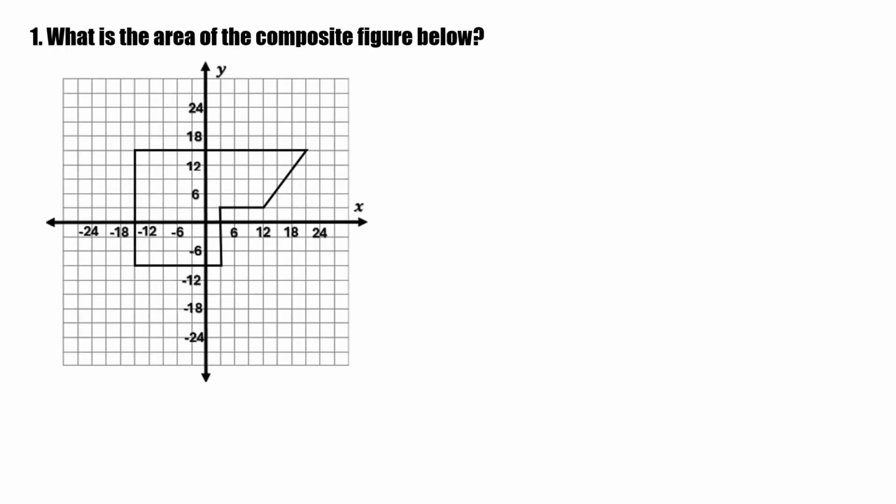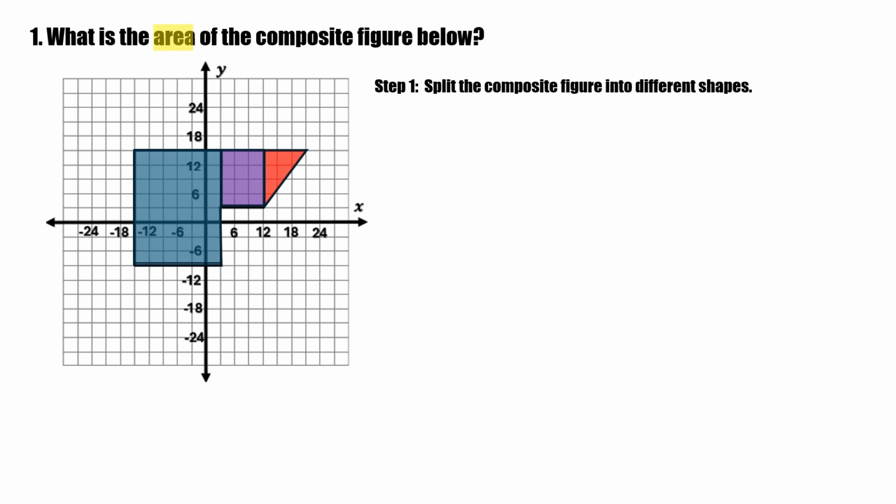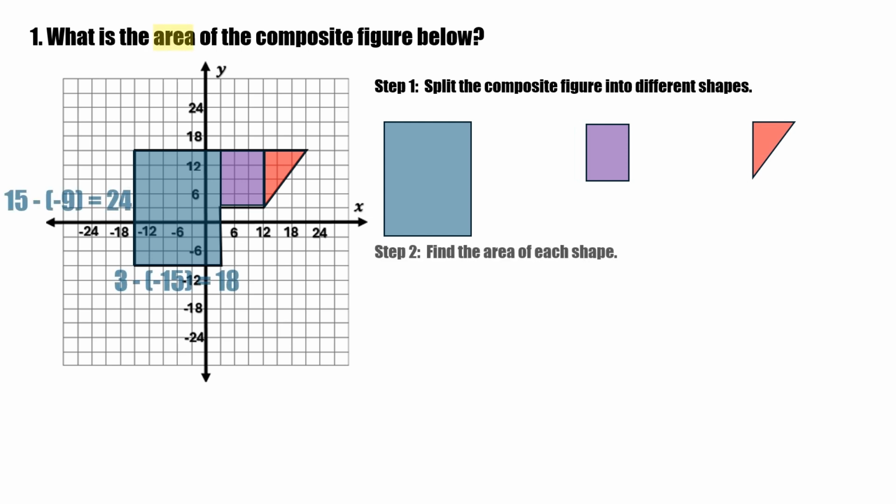Problem 1 is about finding the area of a composite figure. To find the area of a composite figure, we need to break the composite shape into smaller shapes. Next, we will find the lengths of the sides of each shape and then plug the dimensions into their area formulas.